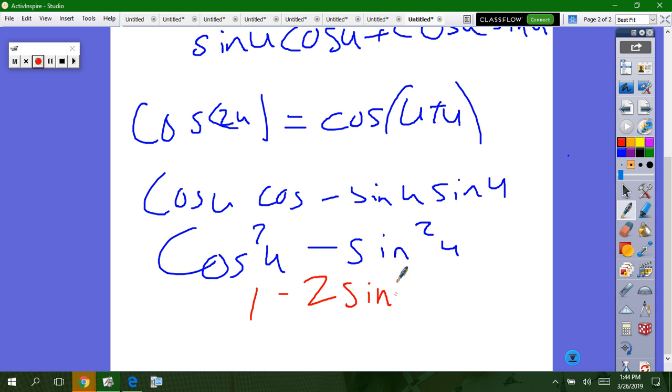Does everybody understand how I got this other formula? I replaced cosine squared with 1 minus sine squared. So 1 minus sine squared minus sine squared is 1 minus 2 sine squared. Thank you so much. Yes? Feel good?